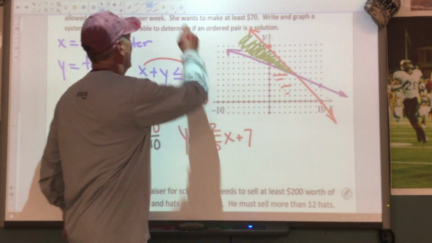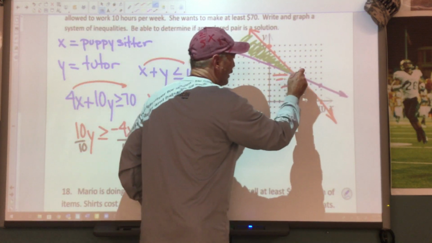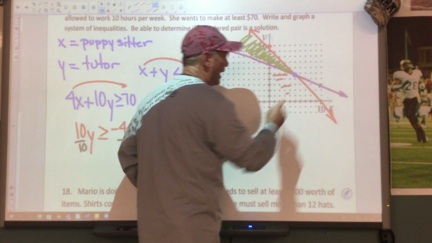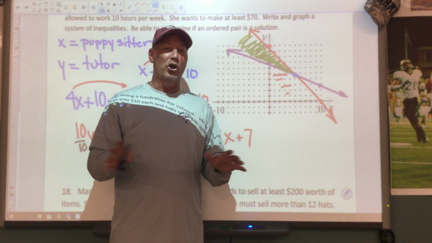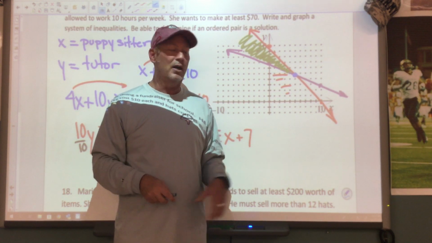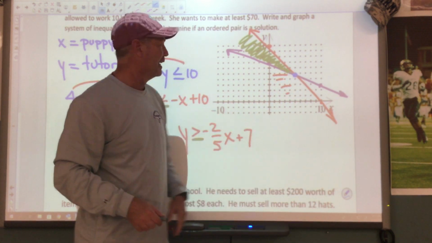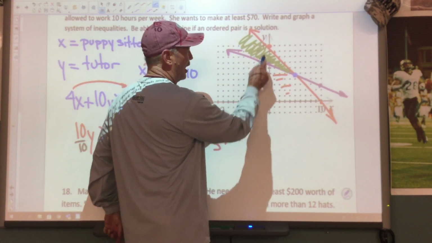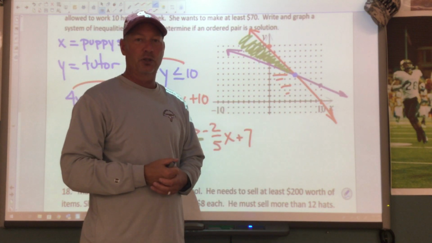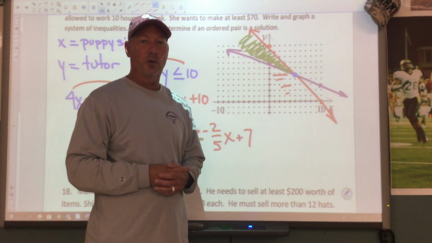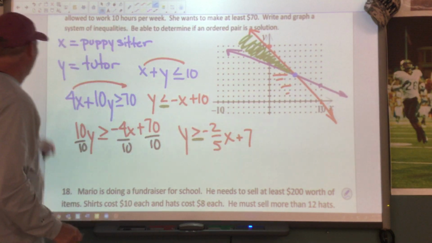But this time, if my point is right there at that intersection, is that a solution? Yes. There are not any broken lines anywhere right now. That could be a solution. Anything on a solid line or in the shaded region would be a solution. Okay? Remember that when you get the test question. All right, moving forward.